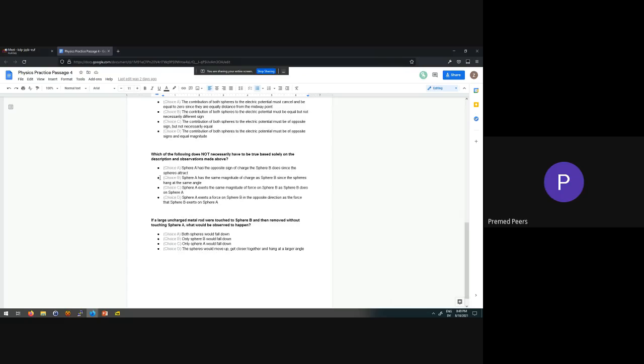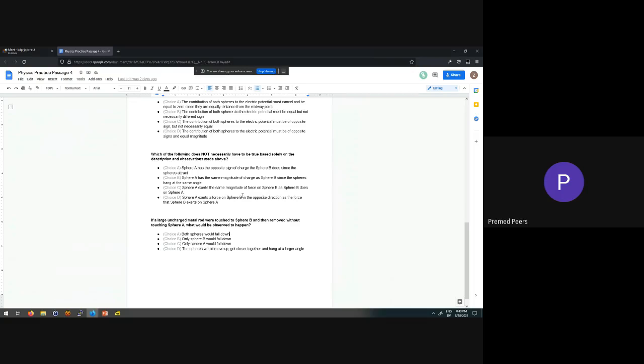Which of the following does not necessarily have to be true? Sphere A is opposite charge to sphere B. Yes, because they attract. Same magnitude of charge. No, but we'll get back to that. This might be a question where you can eliminate answers. So sphere A exerts the same magnitude of force as B. Yes, that's always true. Newton's third law.